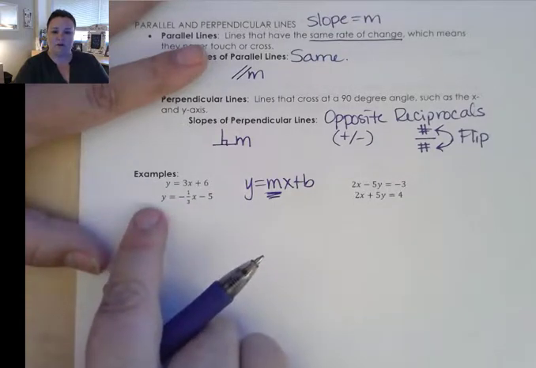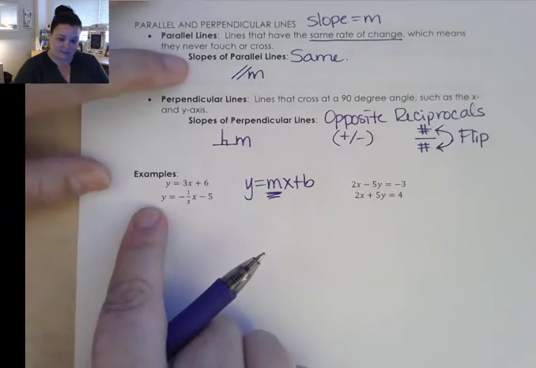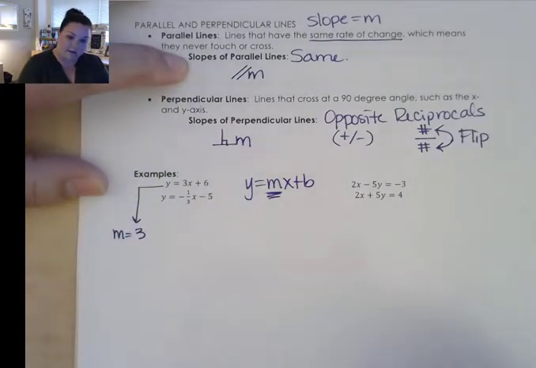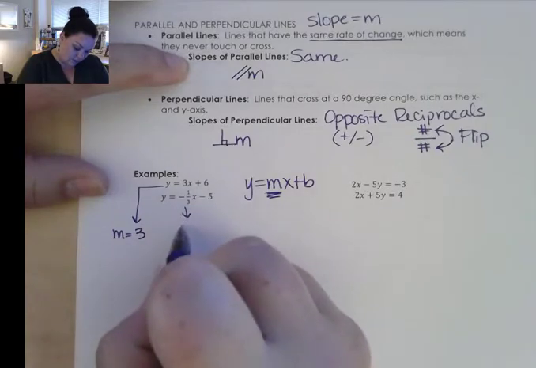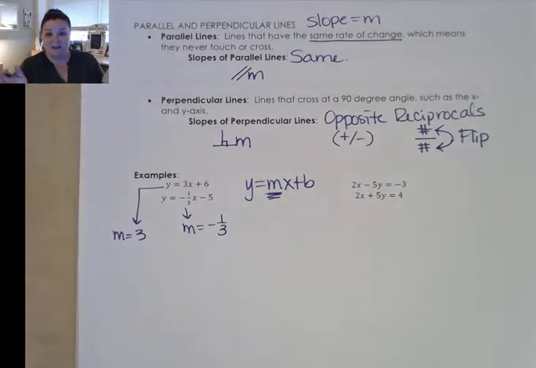Determining if these are parallel or not, if they're already written in y equals mx plus b form. So notice this one's slope is 3. And this one's slope is negative 1/3. So they're not the same. If they're not the same, we know they're not parallel.